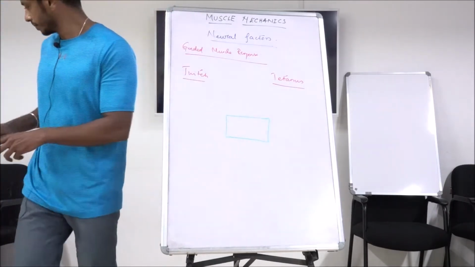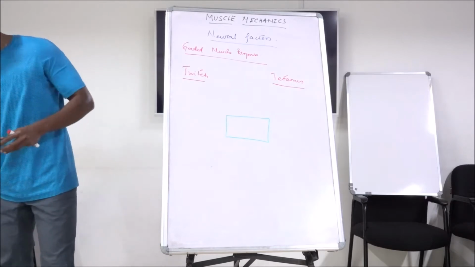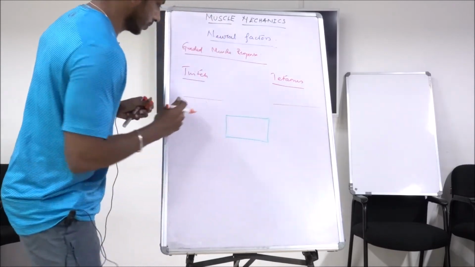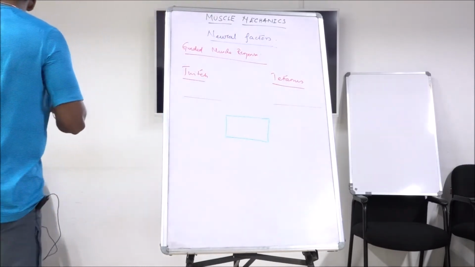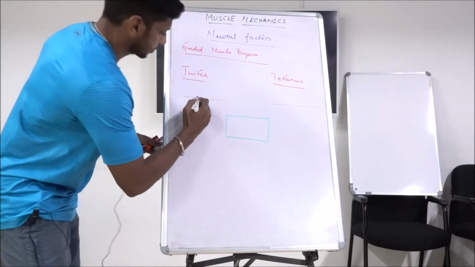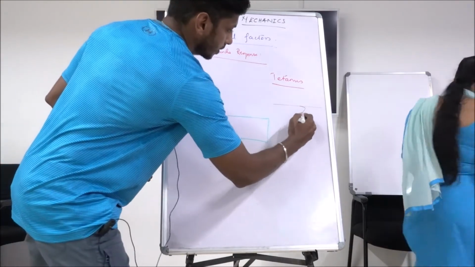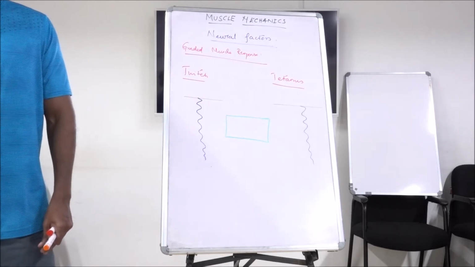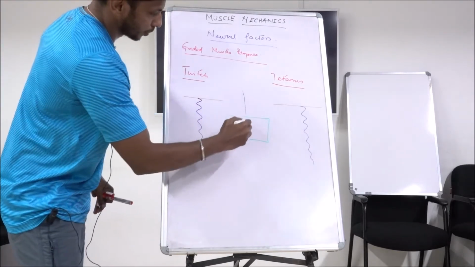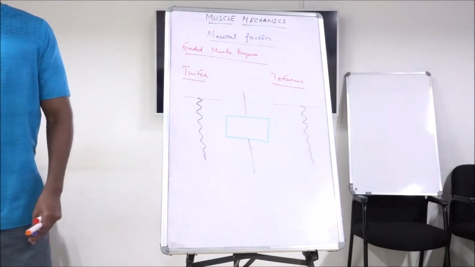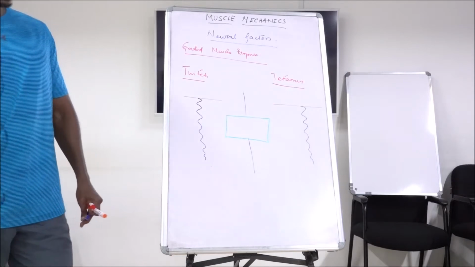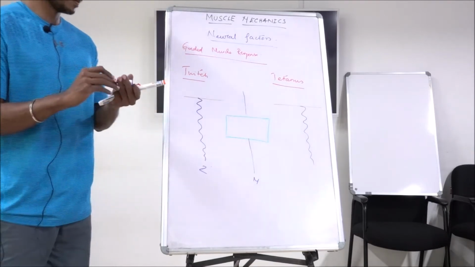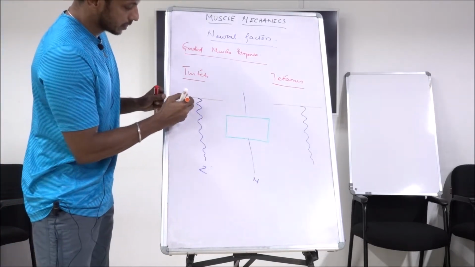You have a thick filament. Let me draw a Z disc here. Z disc, it's a protein. What is it made of? Actinin. M line, again one more protein. What is it made of? Myomesin. Myomesin and C proteins. So these are all Z disc. This is M line. This is the thick filament.